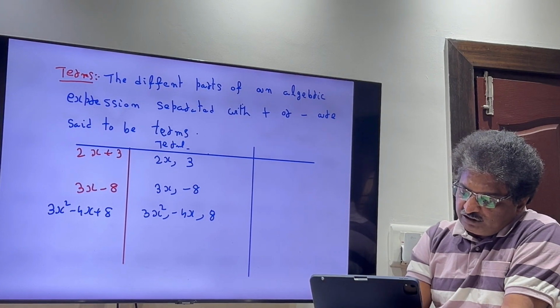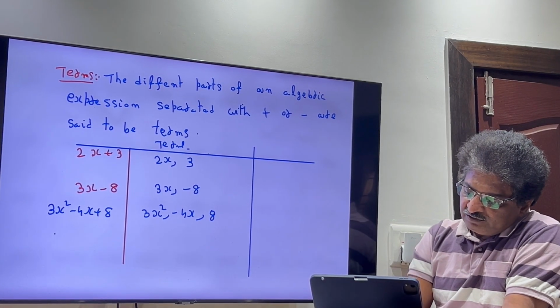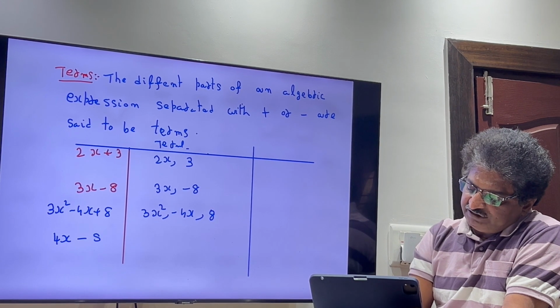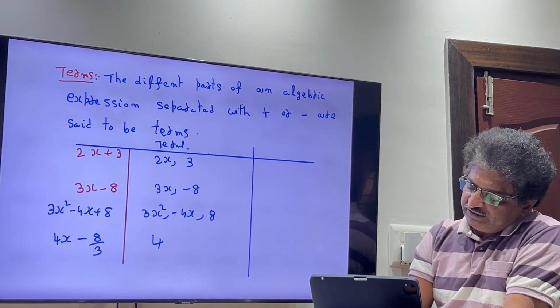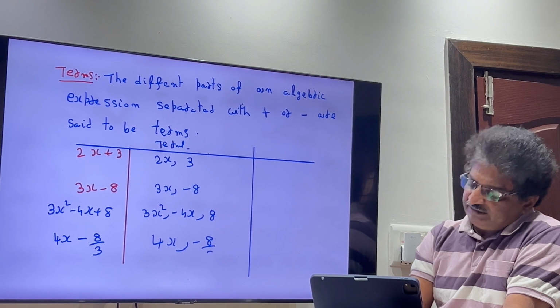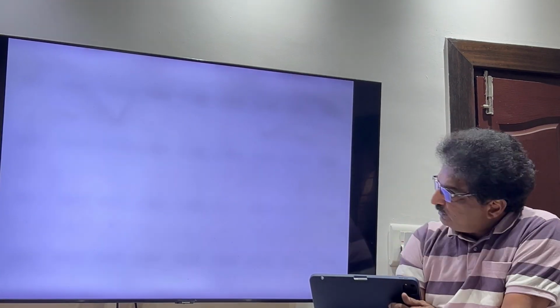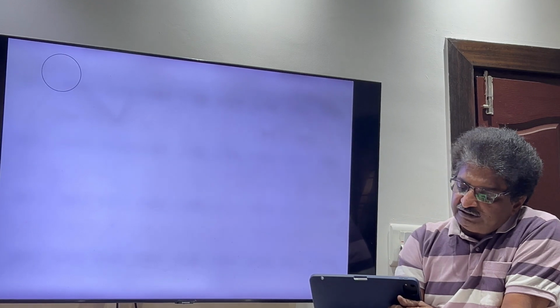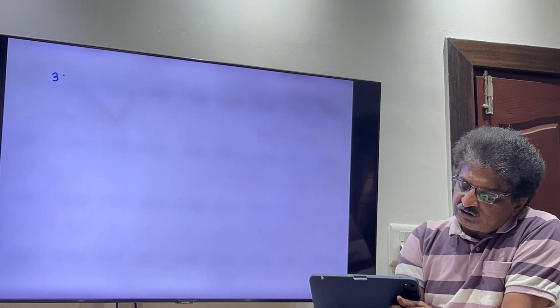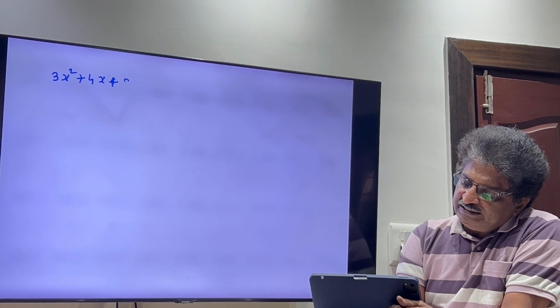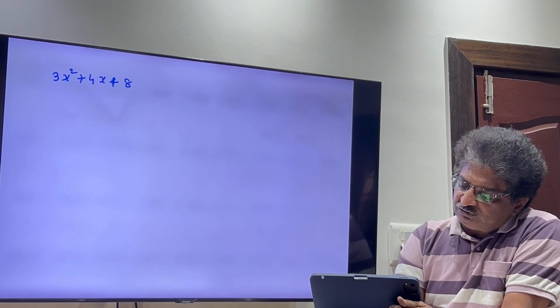Similarly, one more example: 4x minus 8 by 3. 4x is one term and minus 8 by 3 is another term. One more example: 3x square plus 4x plus 8. In this one there are 3 terms.